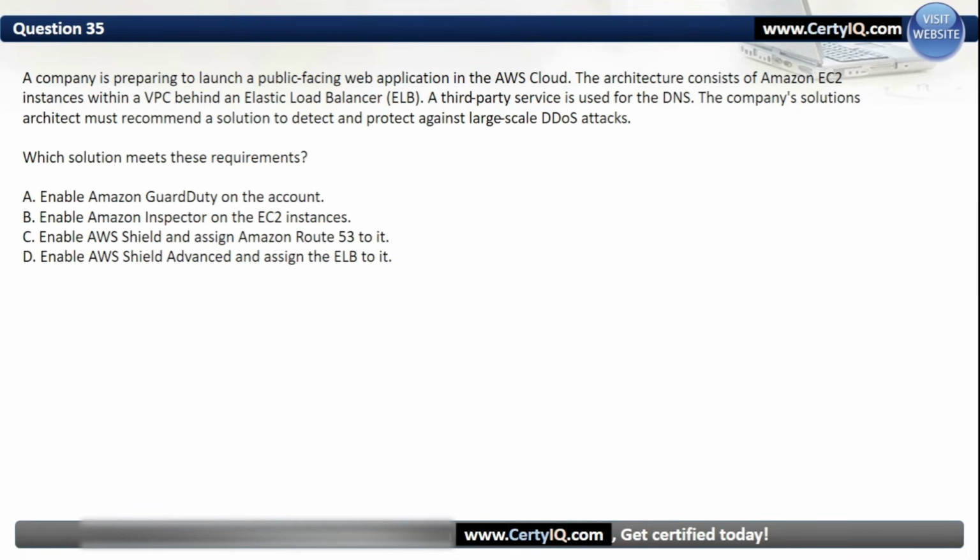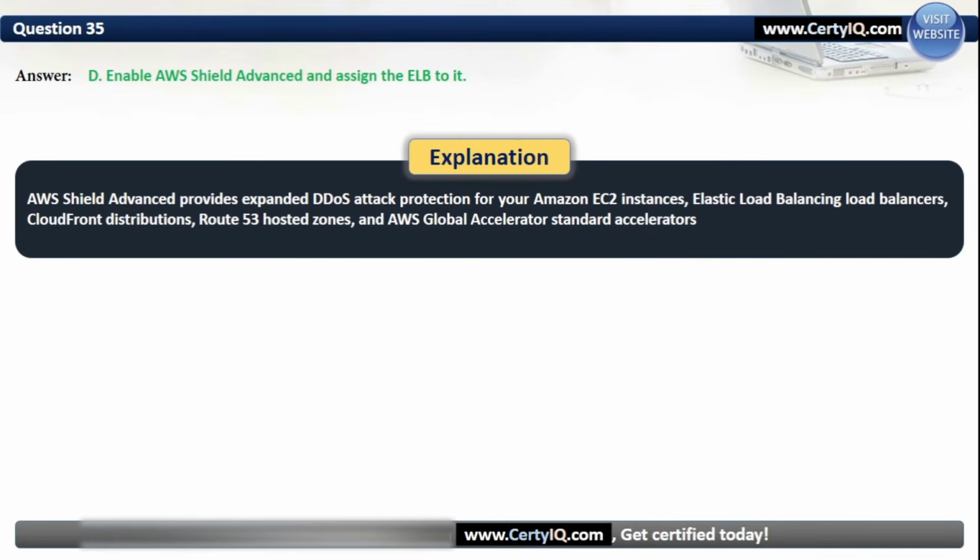The correct answer is D. Enable AWS Shield Advanced and assign the ELB to it. AWS Shield Advanced provides expanded DDoS attack protection for your Amazon EC2 instances, Elastic Load Balancing load balancers, CloudFront distributions, Route 53 hosted zones, and AWS Global Accelerator standard accelerators.